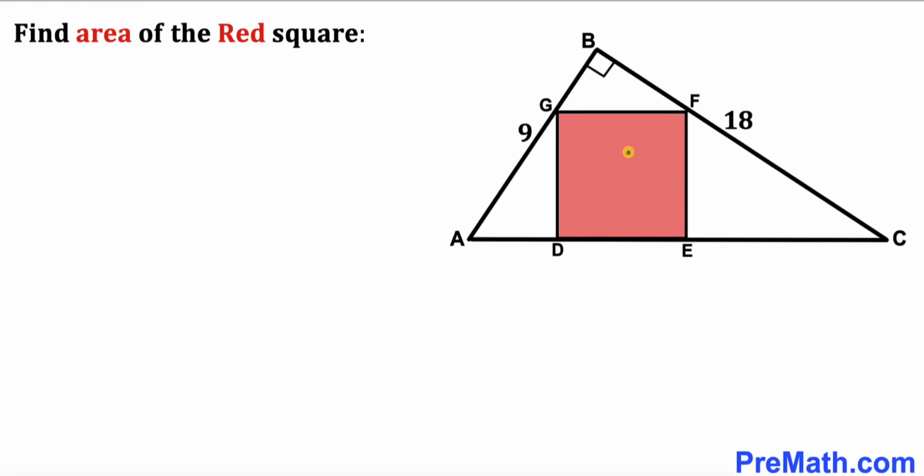Welcome to PreMath. In this video, we have this red shaded square DEFG fully inscribed in a right triangle ABC, as you can see in this diagram, such that the side length AB of this triangle is 9 units, whereas the side length BC is 18 units. And now our task is to calculate the area of this red shaded square DEFG.